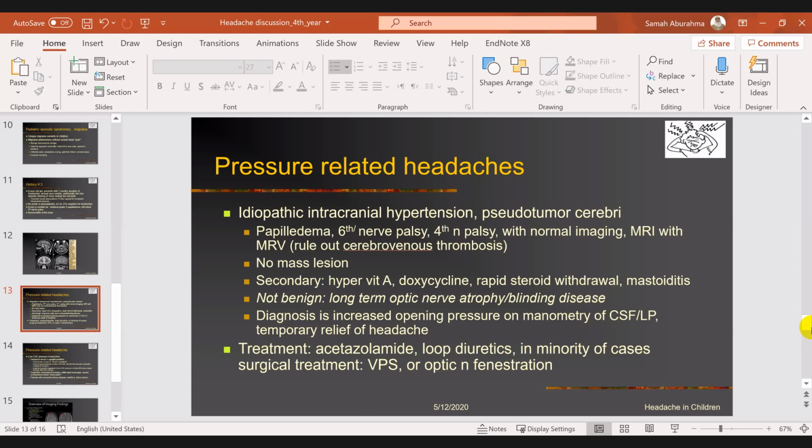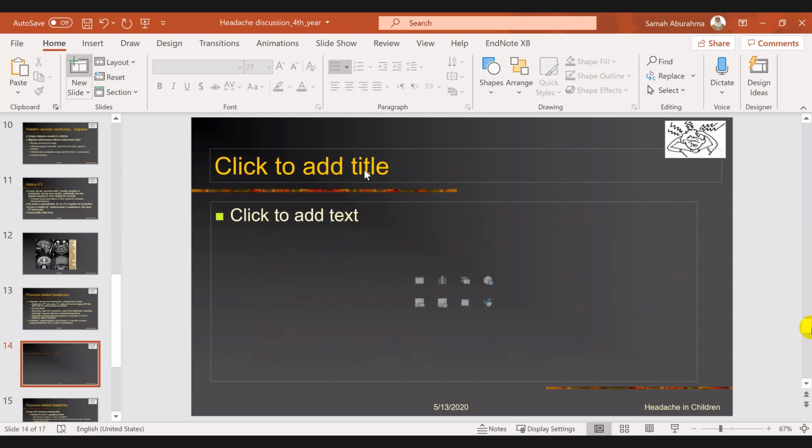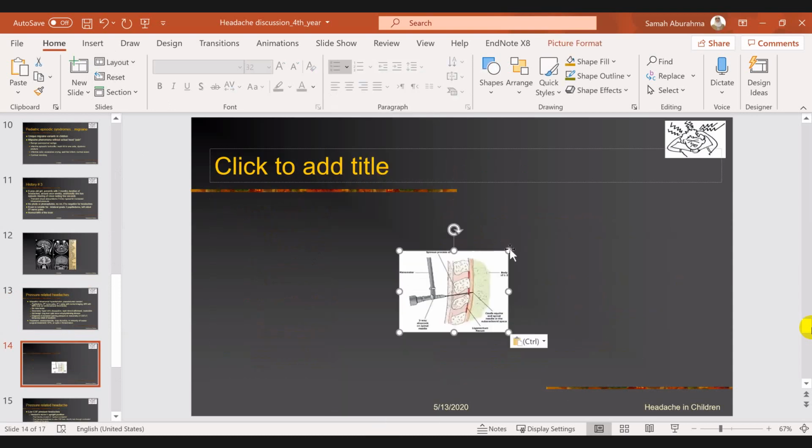خليني أحاول if I can find a picture of it to share with you. Can you guys still see the PowerPoint? What can you see right now? PowerPoint. Okay, manometry. هلا بدي أشوف لكم if I can find the picture to copy and paste عشان تشوفوا كيف شكلها. This is how it looks like. So this is what the manometry looks like.